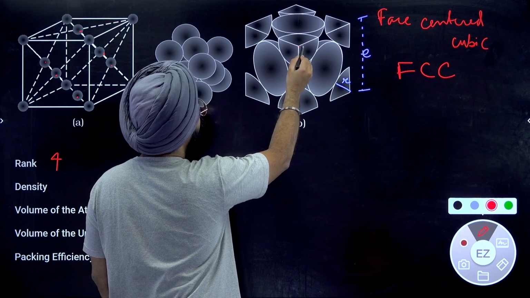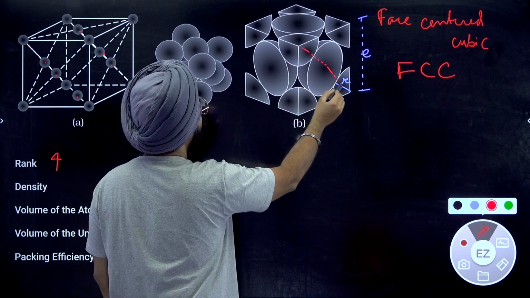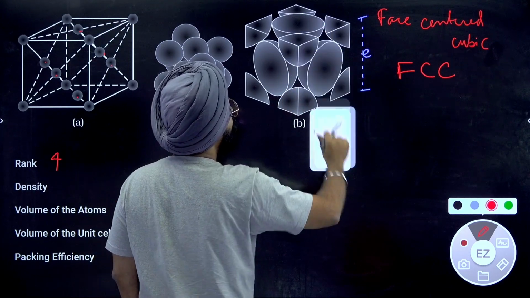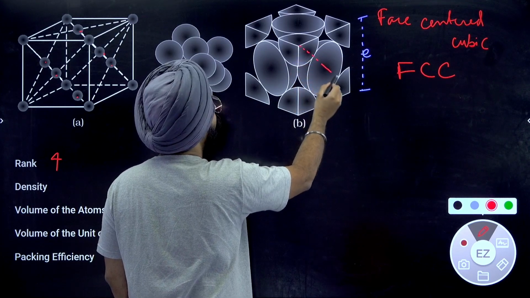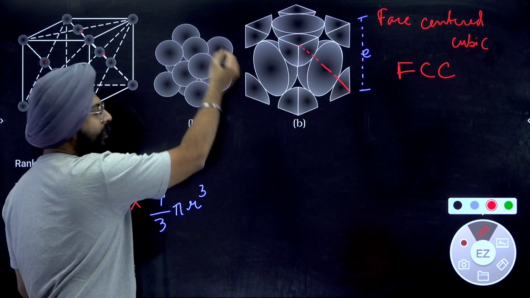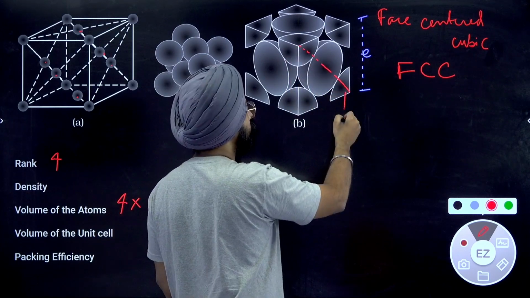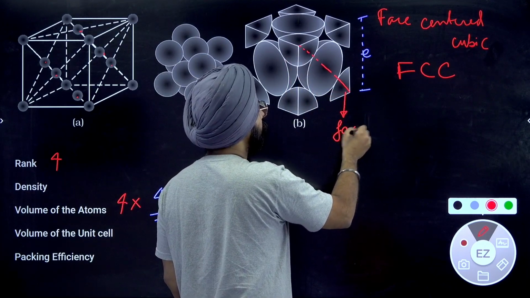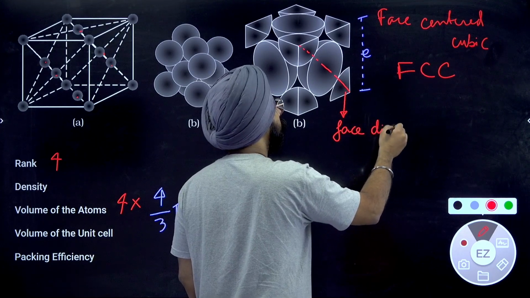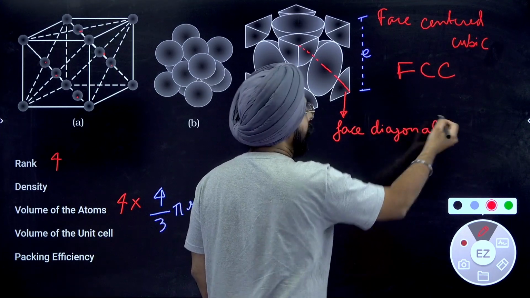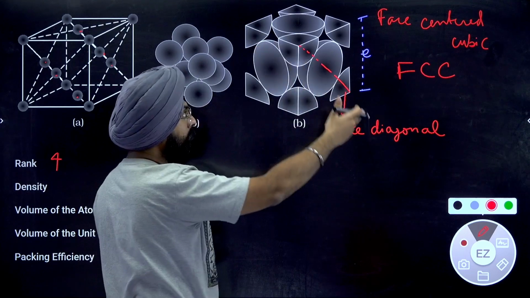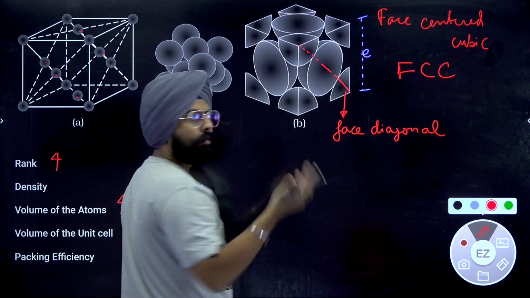Can you tell me, let me draw this part again. Can you tell me what's the length of this face diagonal? The line that I've drawn over here is essentially a face diagonal. It's very simple to figure out the length. This is E, this is E. Use the Pythagorean theorem.